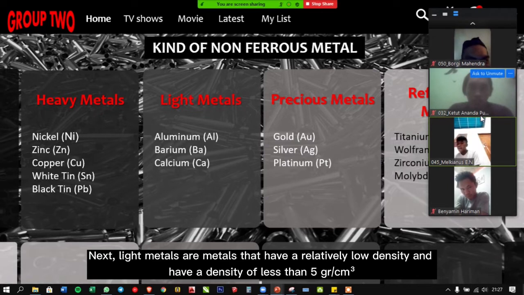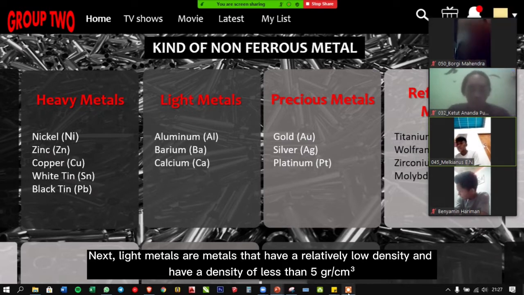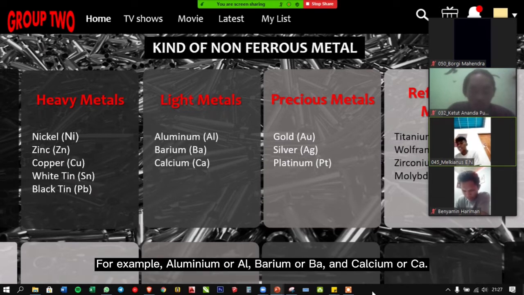Next, light metals are metals that have a relatively low density, a density of less than 5 grams per cubic centimeter. For example, aluminium or Al, beryllium or Be, and calcium or Ca.